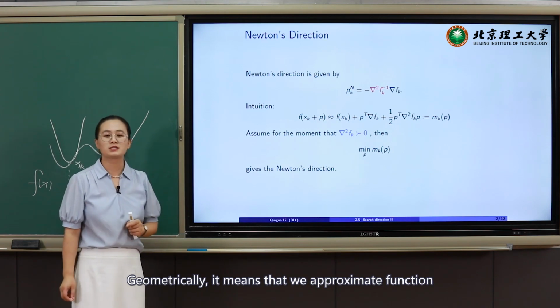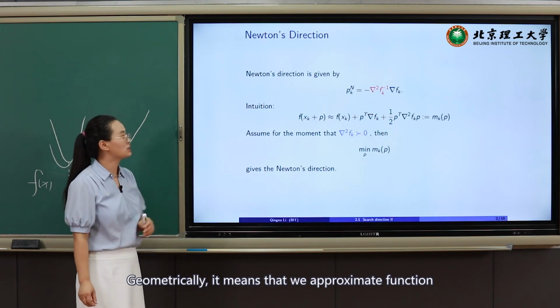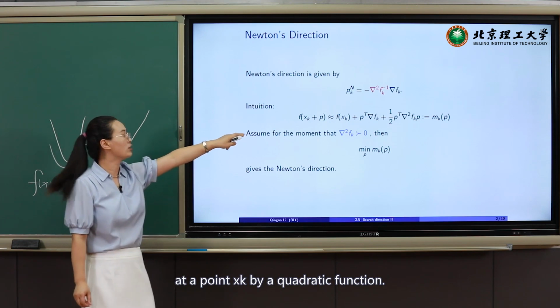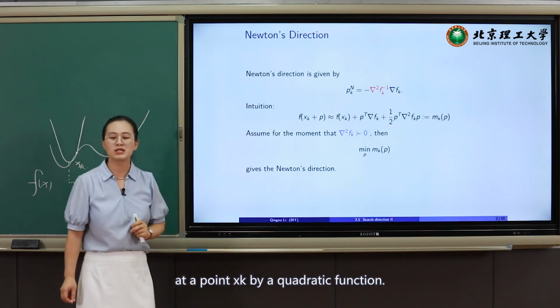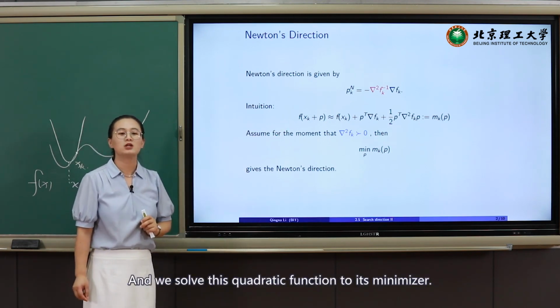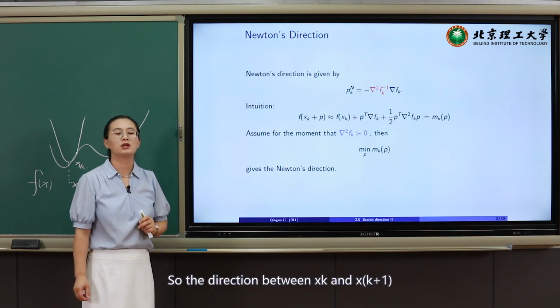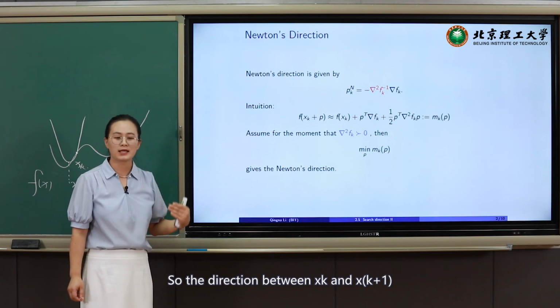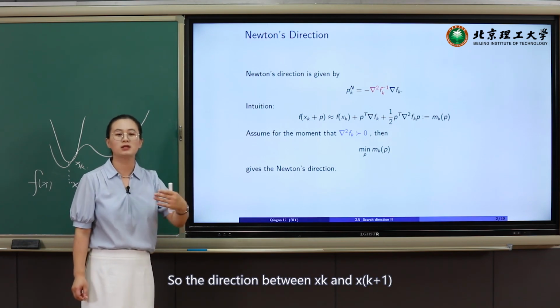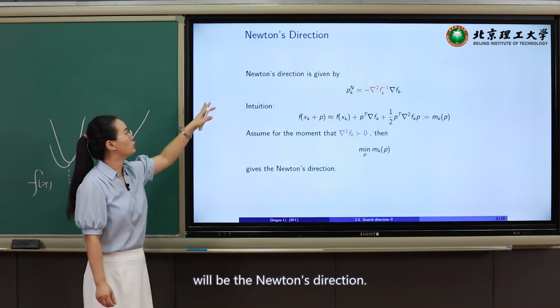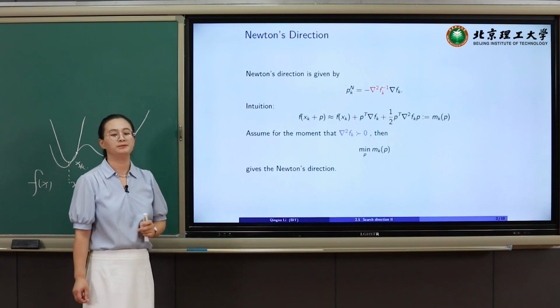Geometrically, it means that we approximate the function at a point x_k by a quadratic function, and we solve this quadratic function to its minimizer. The direction between x_k and x_{k+1} will be Newton's direction.